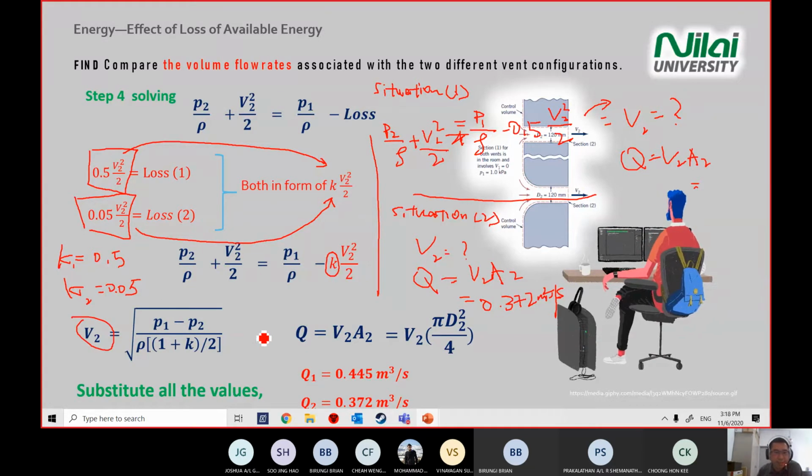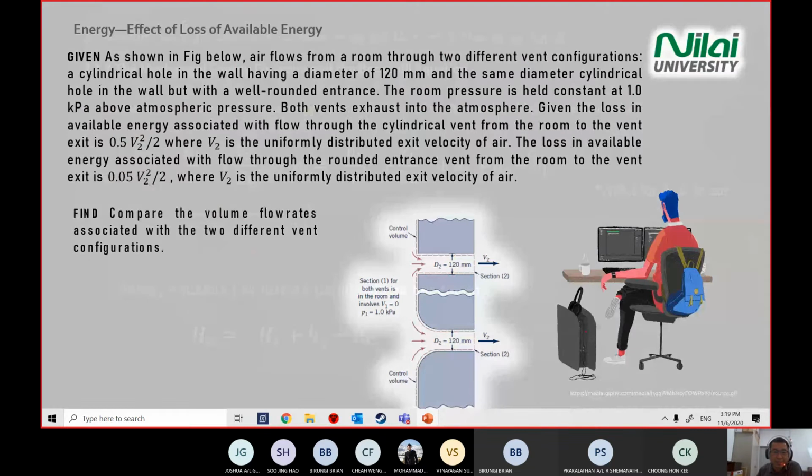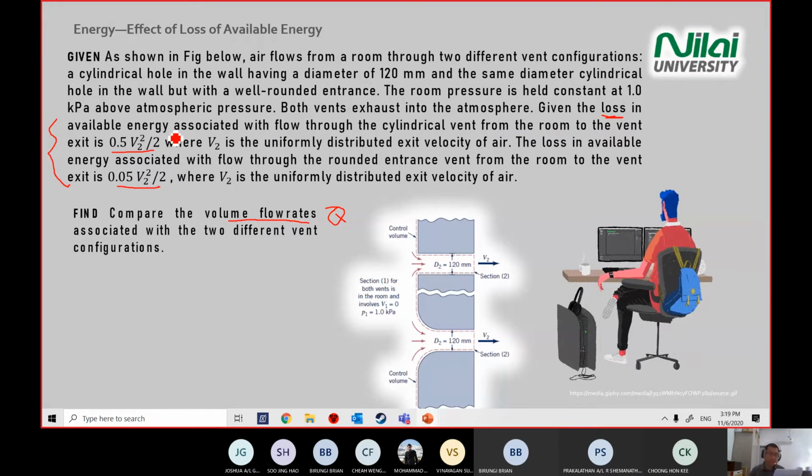You understand? Yes, but where do you get 0.5 and 0.05? What does the question tell you? The statement here? If you look at your tutorial question, it is in the last line, the fourth line if you count from the last line of the question. The statement is given there. So how we get the 0.5 and 0.05 is from this statement: given the loss equal to 0.5 V2 squared divided by 2 for case 1, and another one for the second case equal to 0.05 V2 squared divided by 2. This is given in the statement.